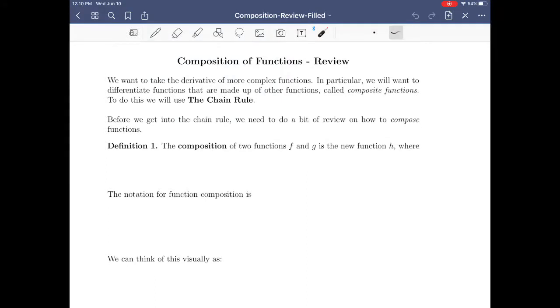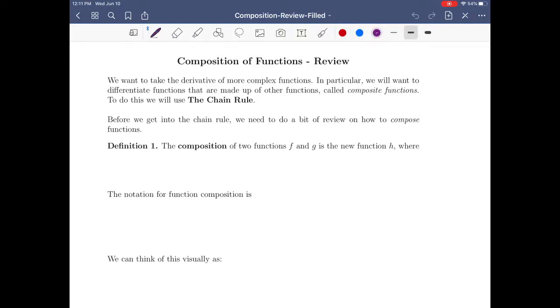In this video, we're going to do a brief review of how to compose two functions or multiple functions. The reason we want to do this is because we want to take the derivative of more complex functions. To do that, we're going to want to use the chain rule, and the chain rule helps us to take derivatives of composite functions. So we want to know what composite functions are and how to decompose them in particular.